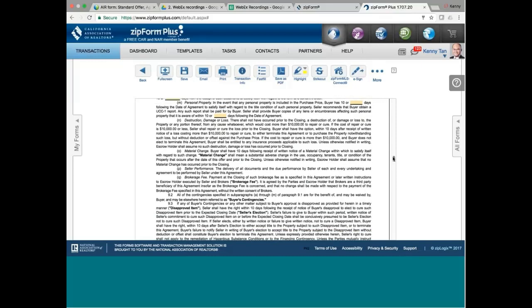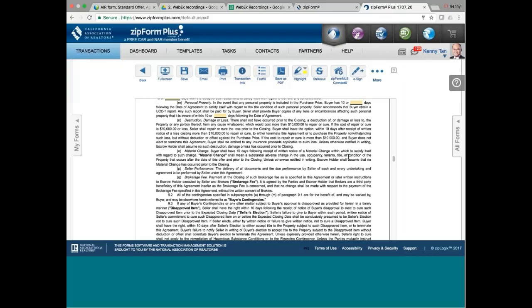Material change has to do with, say for example, something that happened during the escrow that caused a substantial change to the property, whether it's a change to the occupancy. For example, when the buyer first opened escrow, it was 100% occupancy. In the middle of the escrow, suddenly 3 units become vacant. That is a material change, right? So whenever you have a material change, the seller has to inform the buyer.